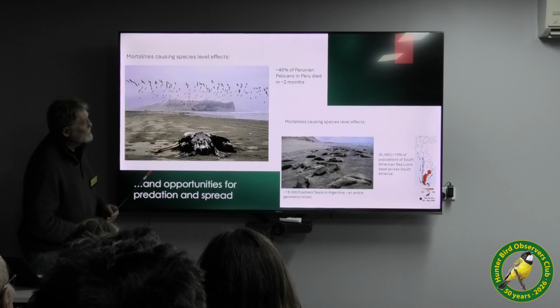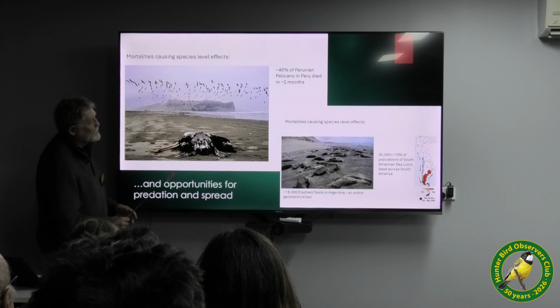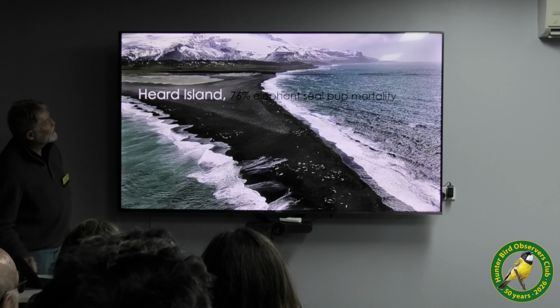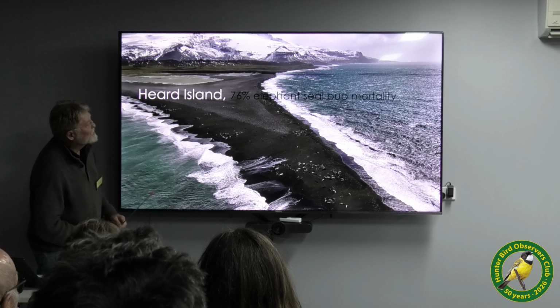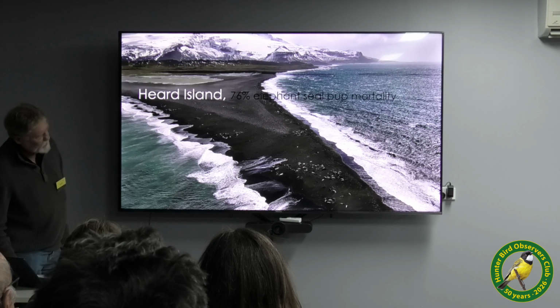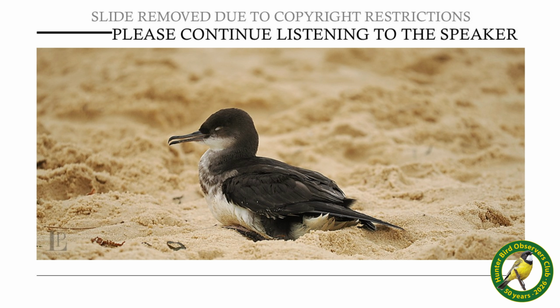Peruvian pelicans, massive numbers and huge proportions of deaths. And then Heard Island, 75% of elephant seal pups were killed there. So that we're less than 100.